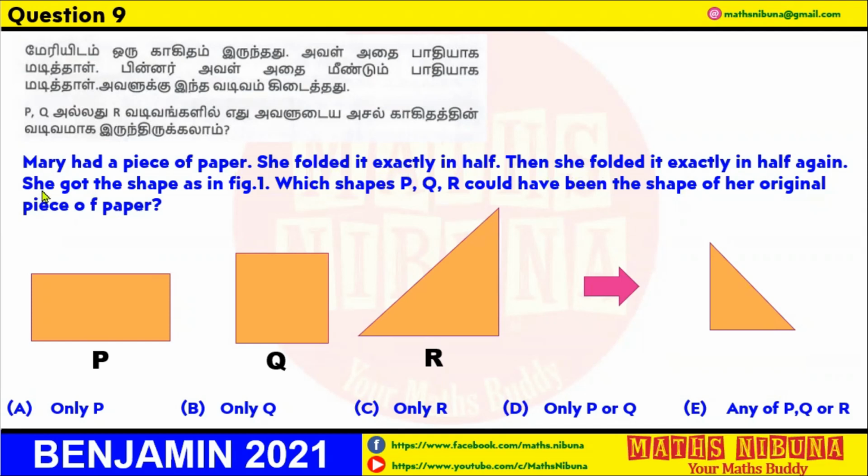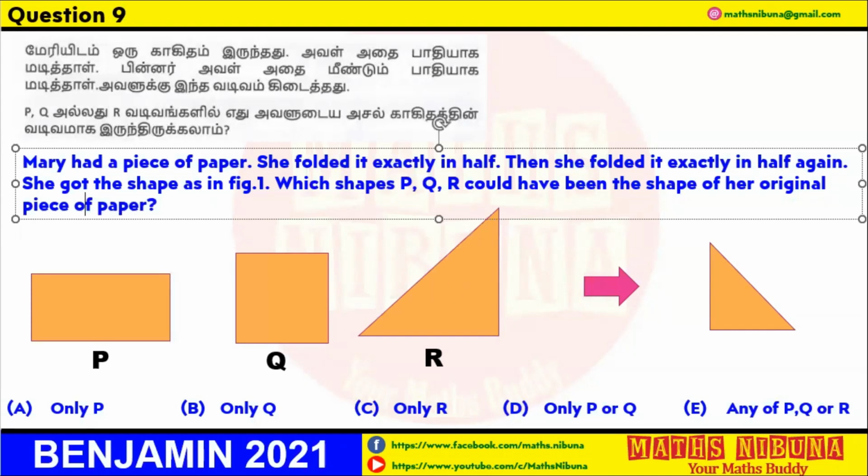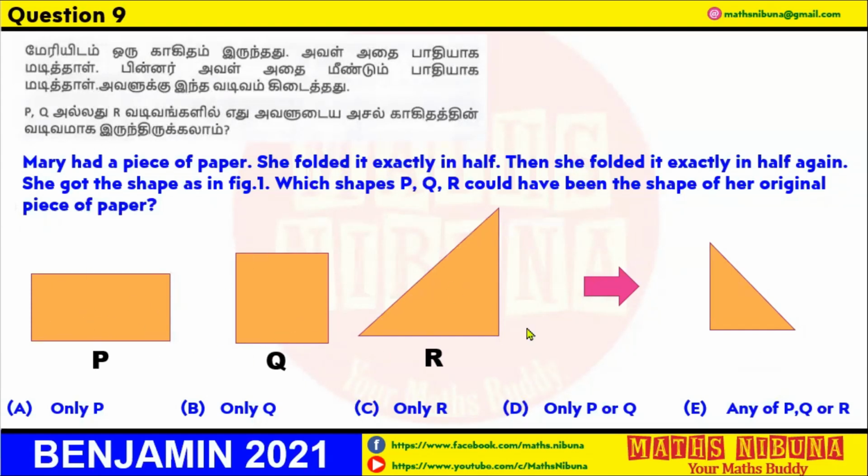She got the shape as in figure 1. This is figure 1, which says P, Q, R could have been the shape of the original piece of paper. So now with P, Q, R, which one could end with this shape at last? This is a triangle. We call it a right angle triangle.